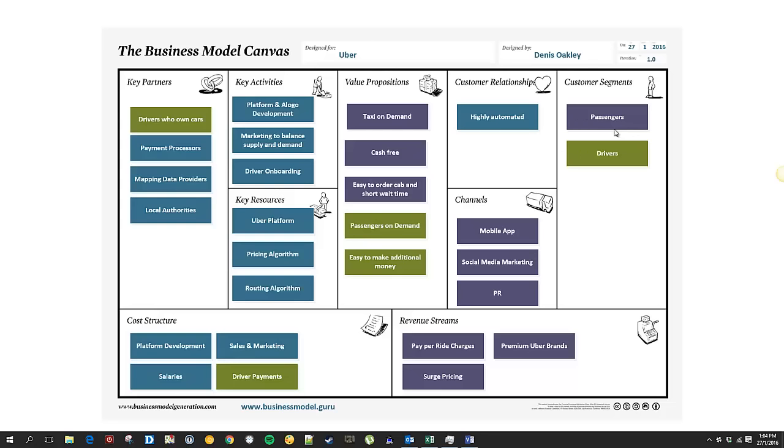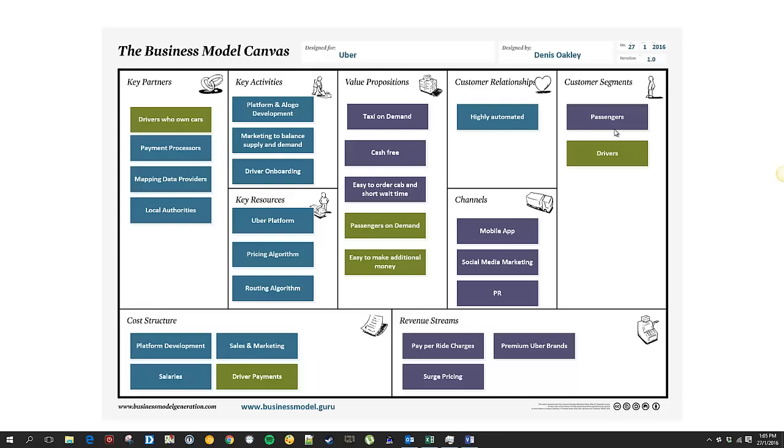It also makes it easy for people to make additional money. It's cash free, with lots of small ancillary value benefits. Customer relationship, in essence, is super automated. It's possible to use Uber for years and never talk to an Uber employee.